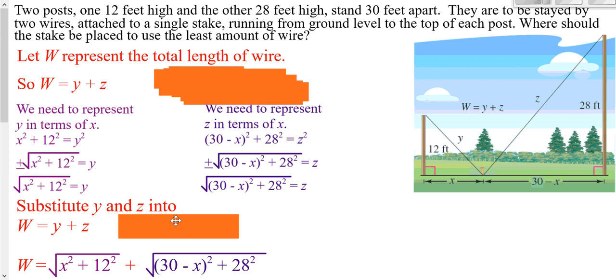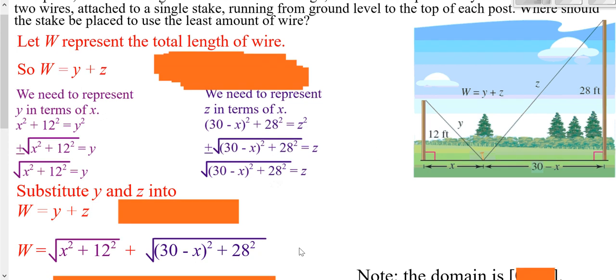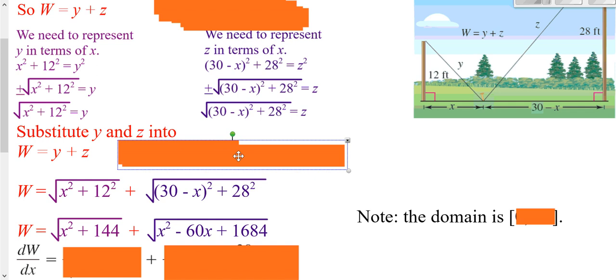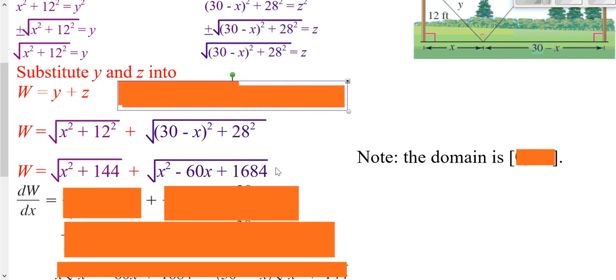Now that I have my wire length, w, with only one variable, I can do my derivative. Now you could do your derivative as it is, or you could go ahead and FOIL out that 30 minus x all squared and then add your 28 squared. And that's what I did here. Now we can do our derivative.